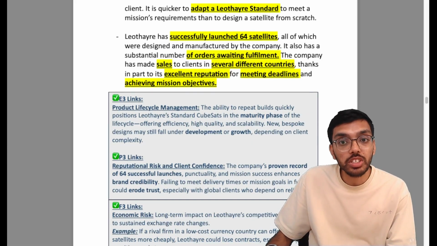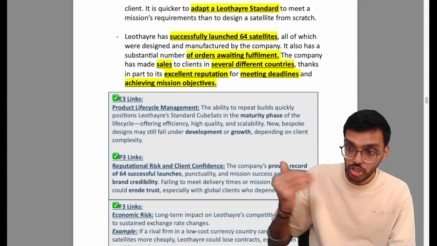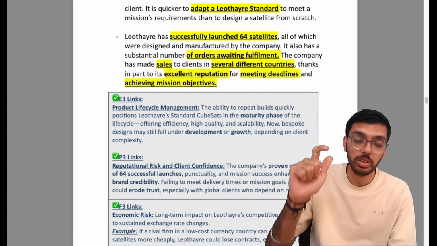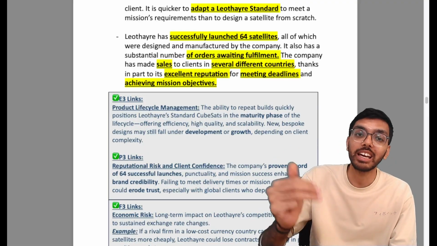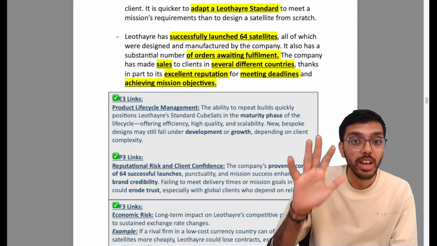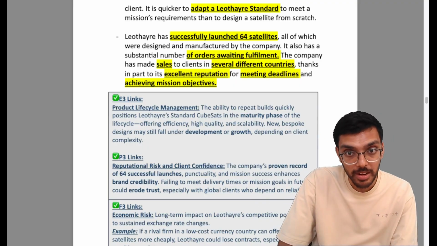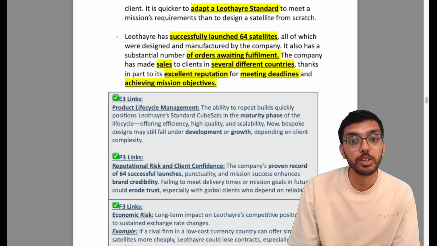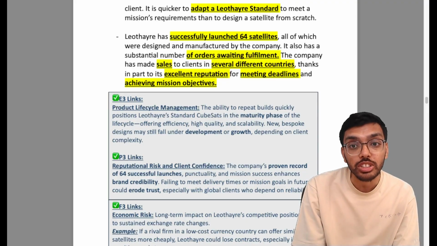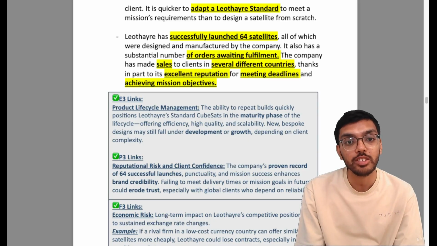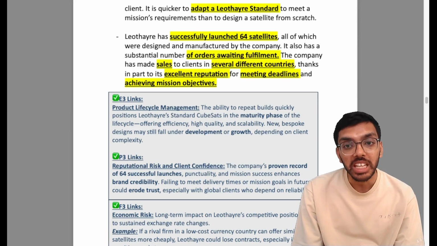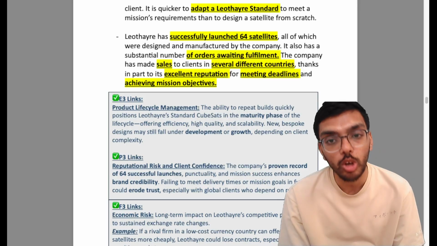Leothayre has successfully launched 64 satellites. Just a recap, we do consultation, we do manufacturing, we don't launch, and we provide ground services. We have launched 64 satellites as well. It also has a substantial number of orders awaiting fulfillment, which means our order book is already large. The company has made sales to clients in several different countries thanks to, in part, its excellent reputation for meeting deadlines and achieving mission objectives.